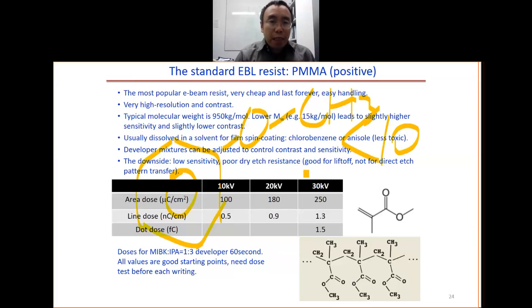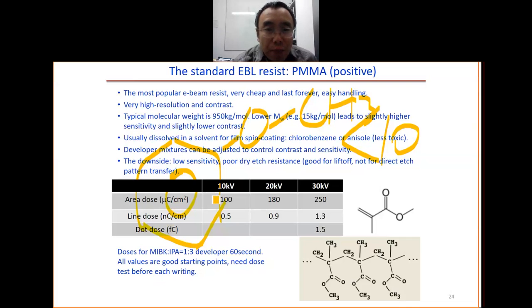Next slide. The problem for PMMA is that it has low sensitivity. It needs a longer exposure time and has poor dry etch resistance. That means it is not a very good etching mask. If you want to etch silicon using PMMA as the etching mask, it will not last very long.